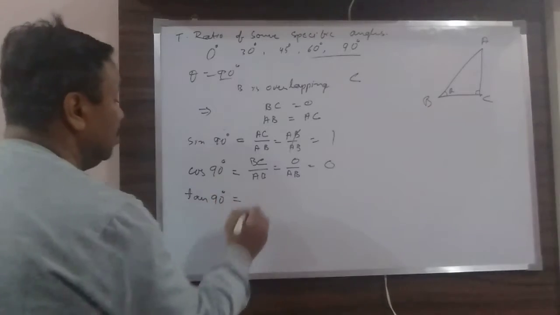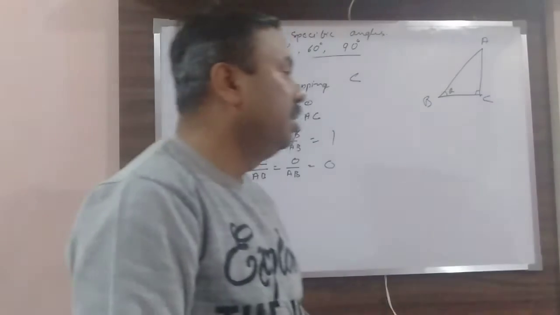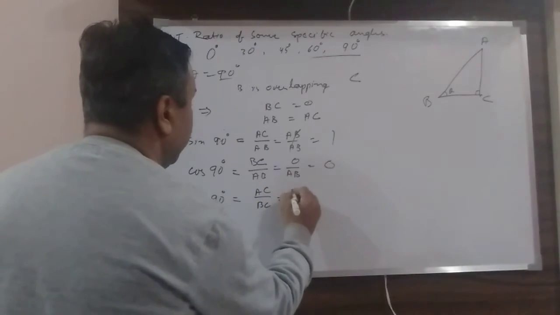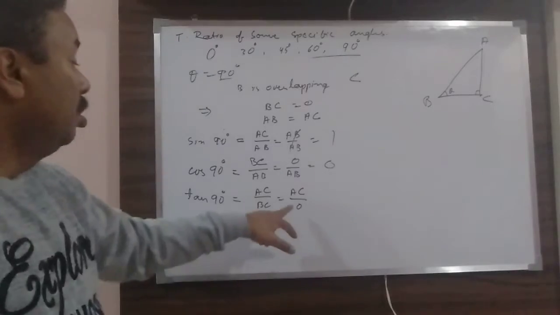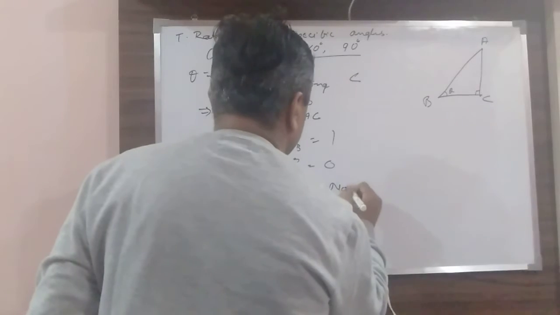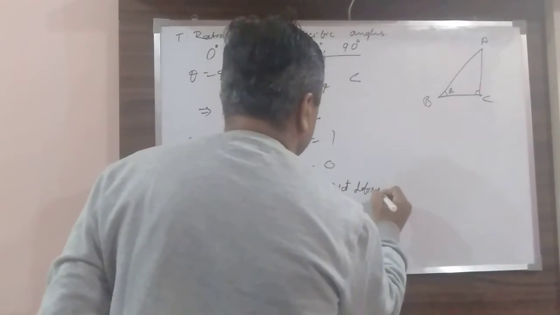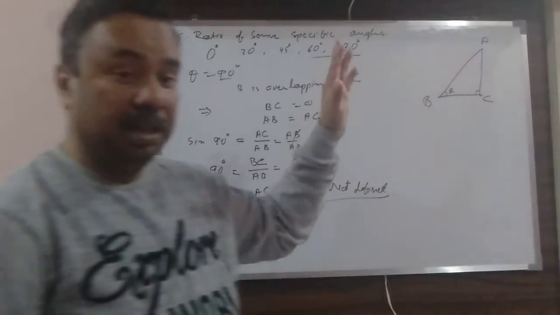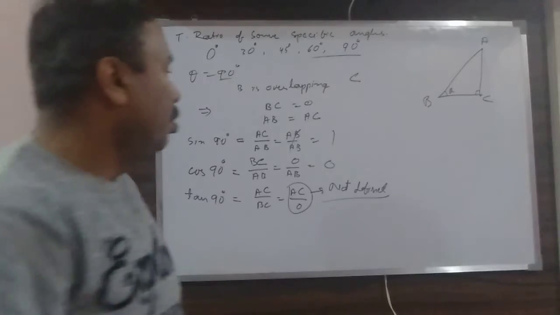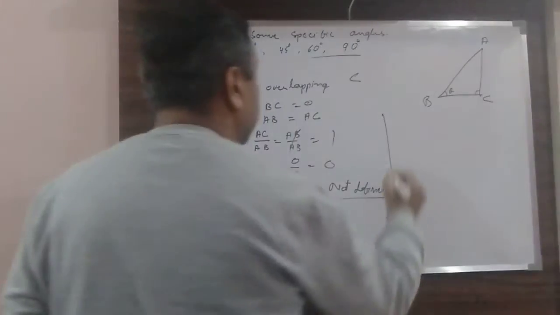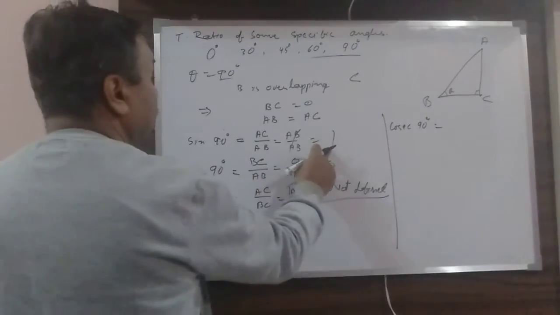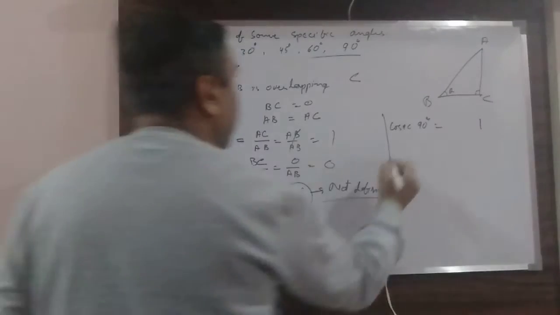Tan 90 degree is AC over BC, but BC is equal to 0, so denominator cannot be 0, so it will be written as not defined, as I said earlier, in case of some angles over 0 degree also. Now the reciprocals. Cosec 90 degree, reciprocal of sine, no change, it will be 1. Then sec 90 degree.